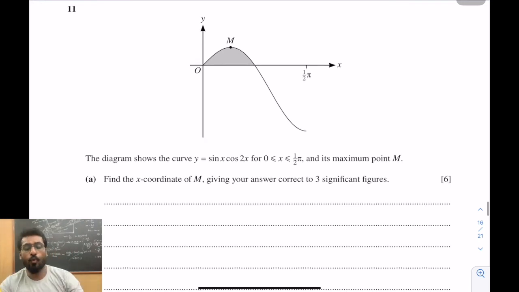Now, I'm going to go to my last question. The diagram shows the curve y equal to sin x times cos 2x for x lying between 0 and pi by 2. It's half of pi, that means it's pi by 2.